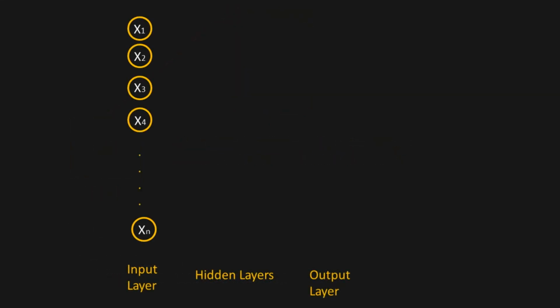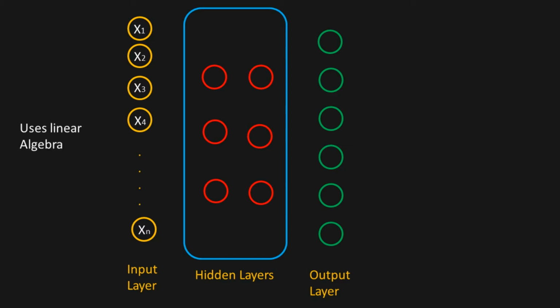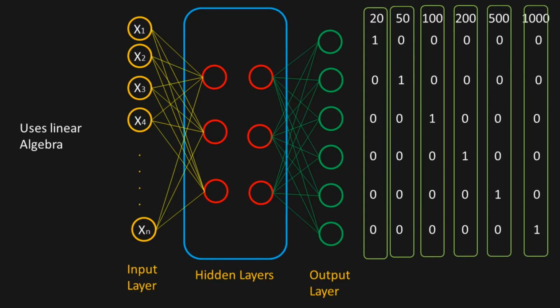In a neural network, basically it is made up of 3 layers: input, hidden, and output layer. The array that we just flattened will be fed to the input layer, and it uses linear algebra for the computation. Since it is supervised learning, we will prepare a label for each input, as shown on the right side.